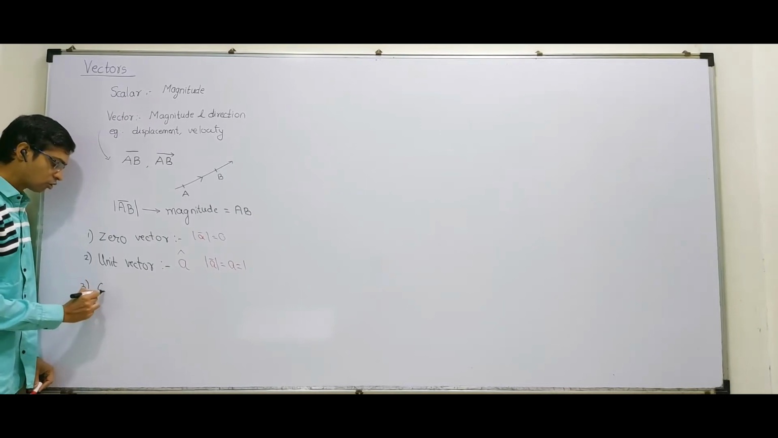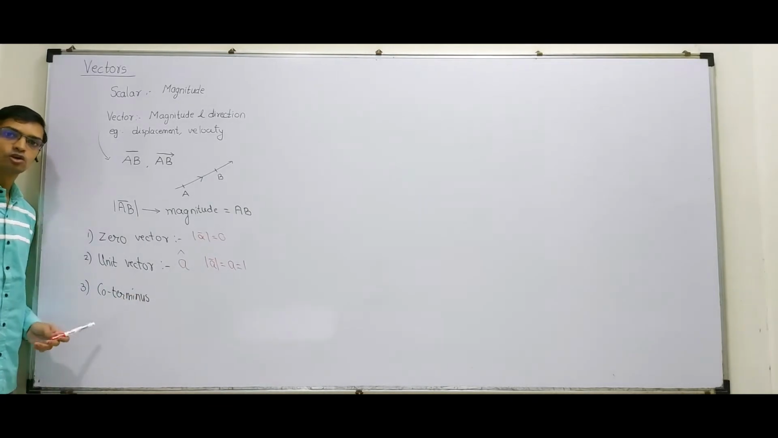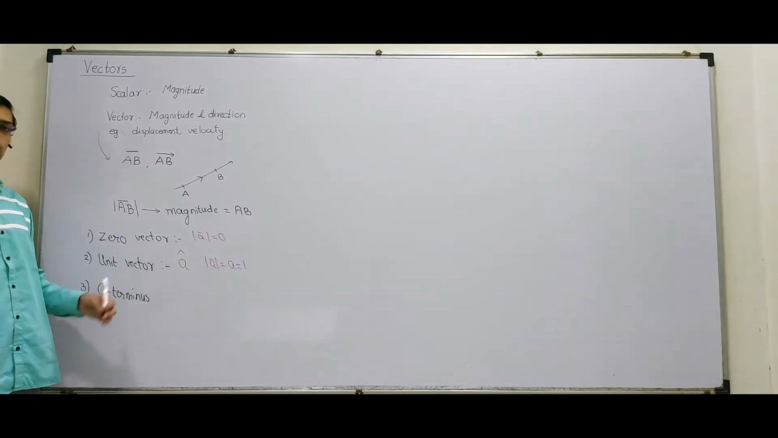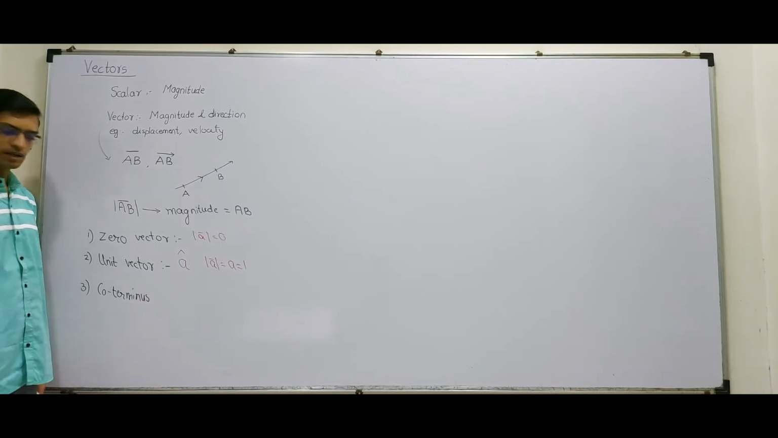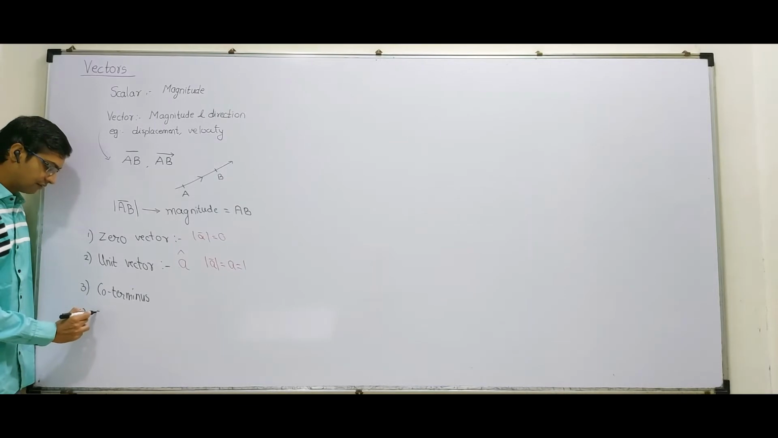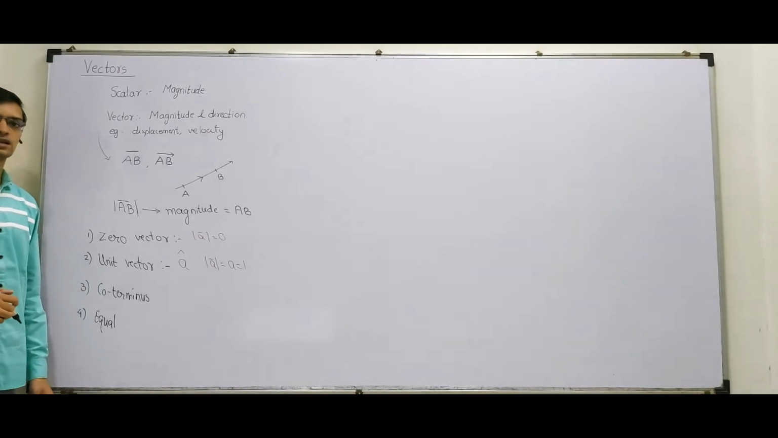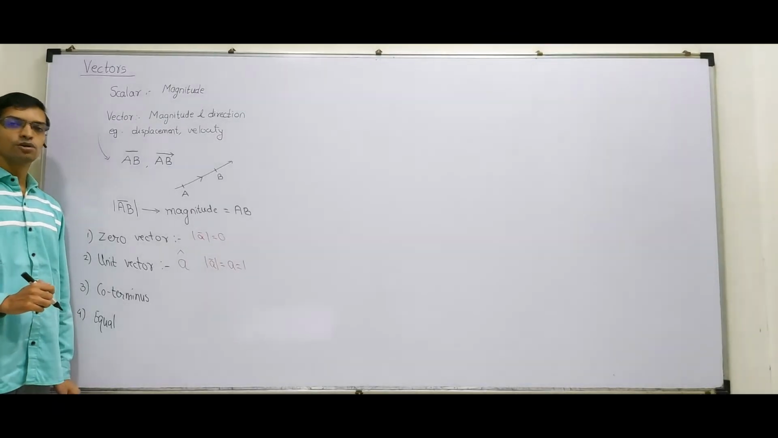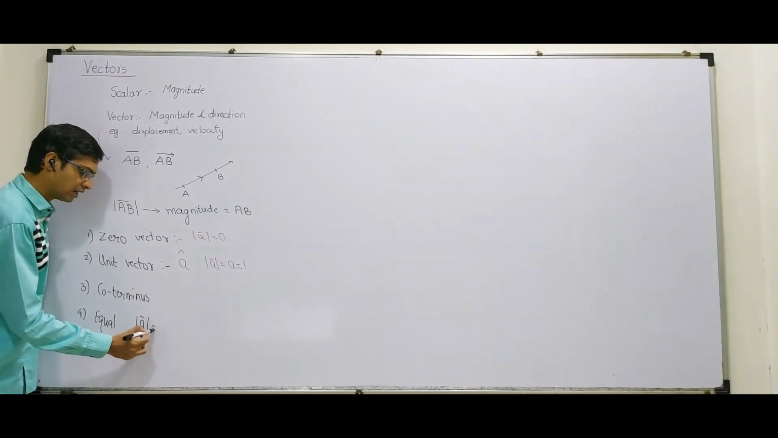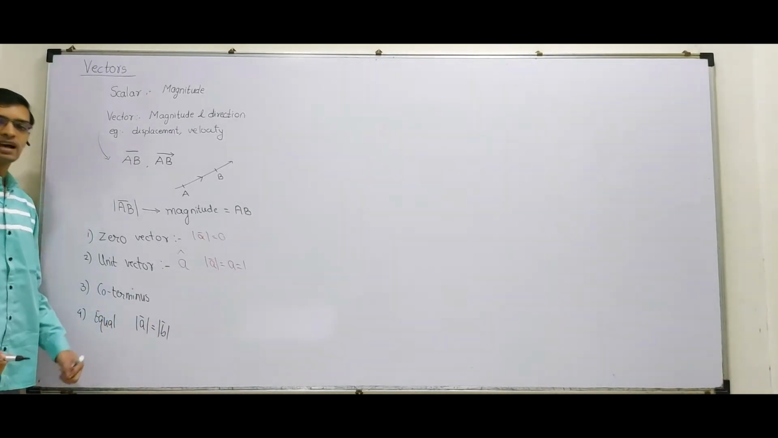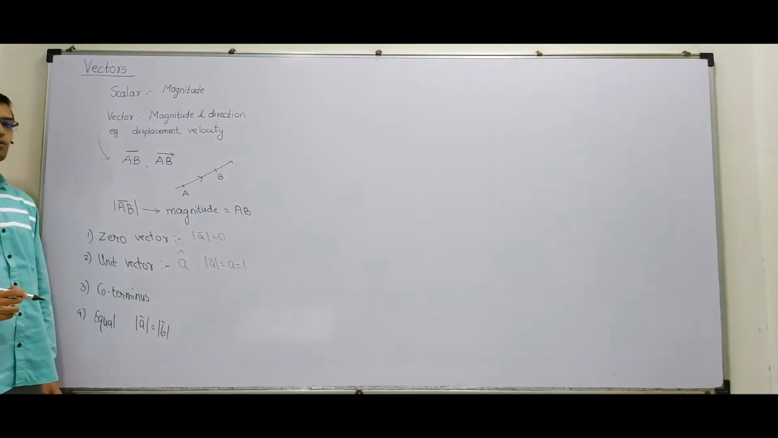Then we have coterminous vectors, or coterminal vectors. You know the meaning of the word coterminous? Two vectors having the same initial point are called coterminal vectors. Then we have equal vectors. Two vectors are said to be equal if their magnitude as well as direction are the same. That is, modulus of A bar should be equal to modulus of B bar and the direction also should be the same. Then they are called equal vectors.